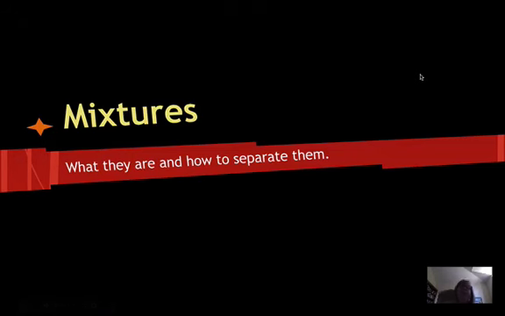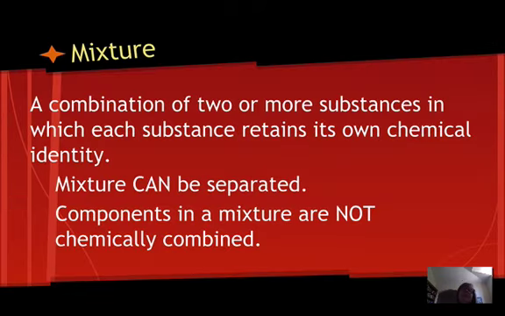Hi, this video is about mixtures. We're going to define them and talk about how you can separate them. First of all, a mixture is a combination of two or more substances. Each substance keeps its own identity and they are not chemically combined. Because of that, we can separate a mixture.